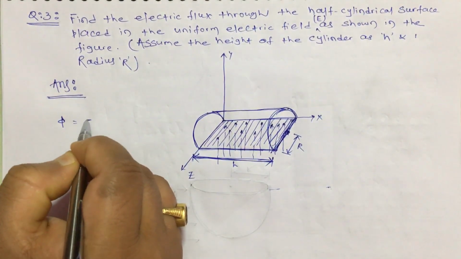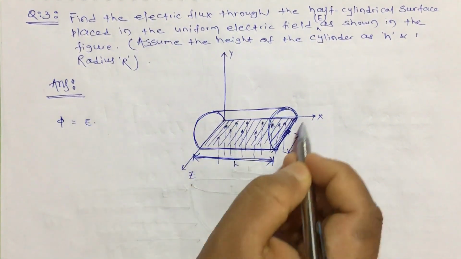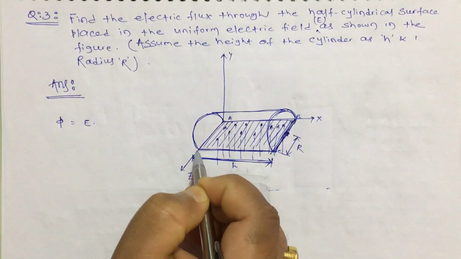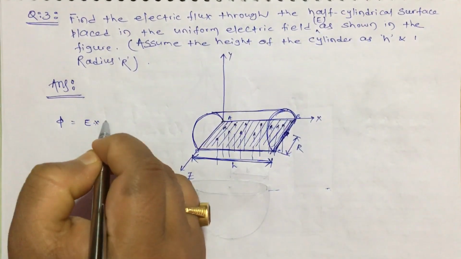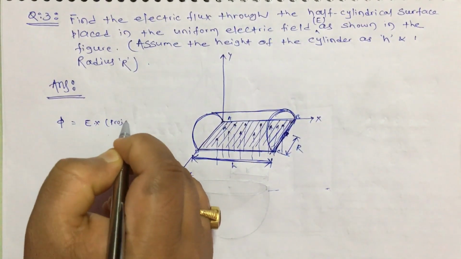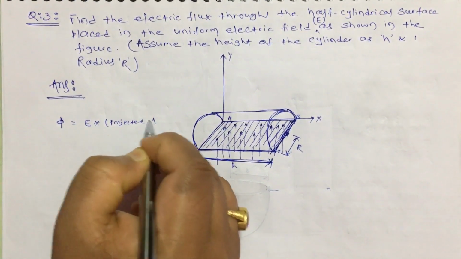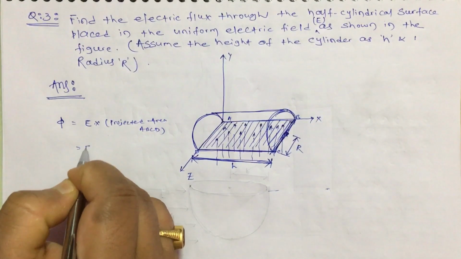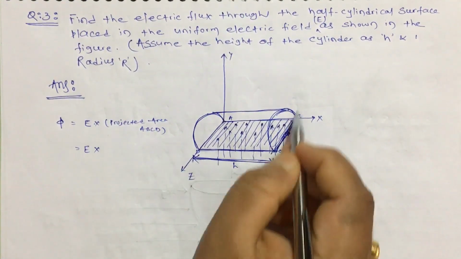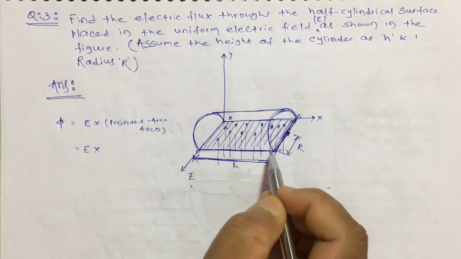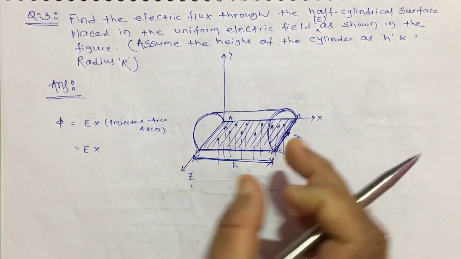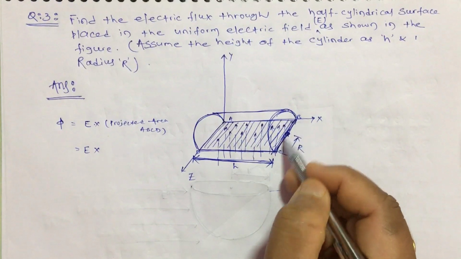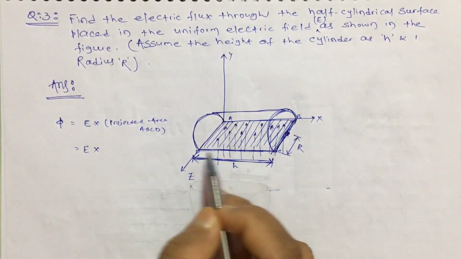So, it will be E into the area of this, I am giving it a name A, B, C, D. So, E into projected area, that is A, B, C, D. So, it will be equal to E into this area, this is a rectangle. So, this area will be h into this, because this length is going to be 2R and the height is given as h.